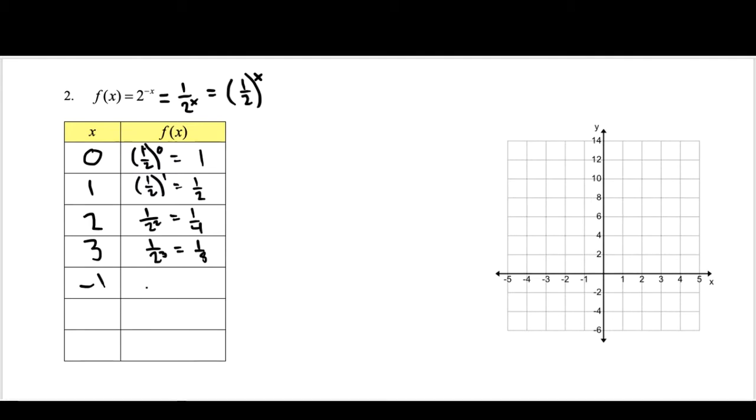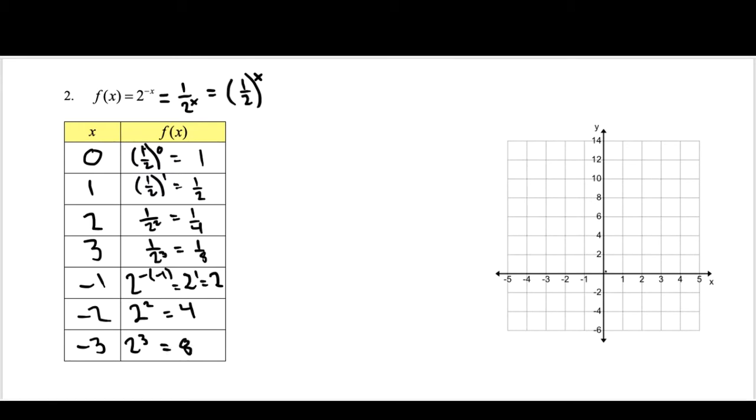X equals negative 1. If I use this form of the equation, that would be 2 raised to the power of negative 1, right? Which is the same as 2 raised to the power of positive 1, which is just 2. Similarly, negative 2 gives me 2 squared, which equals 4. And negative 3 gives me 2 cubed, which equals 8.